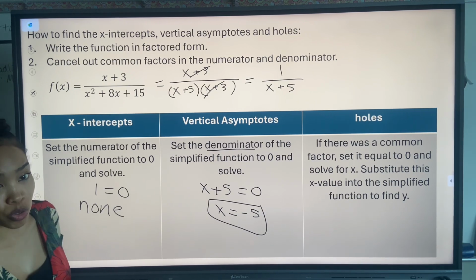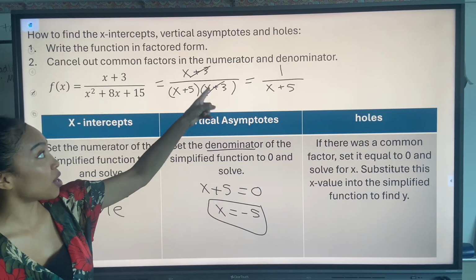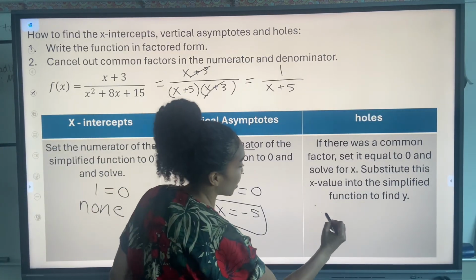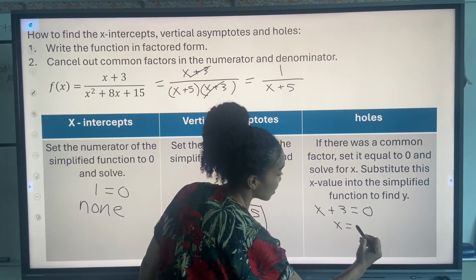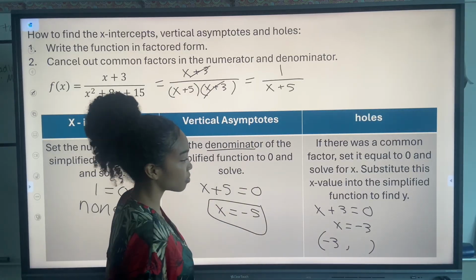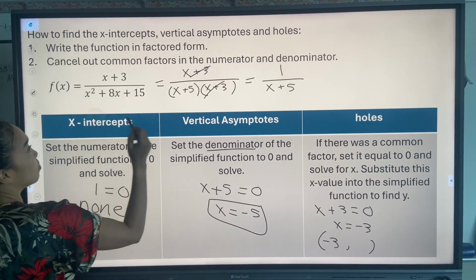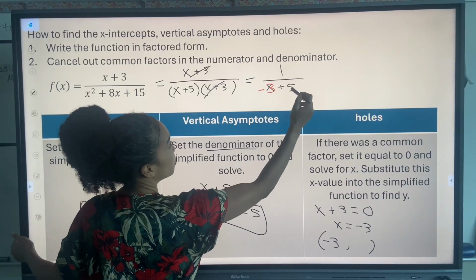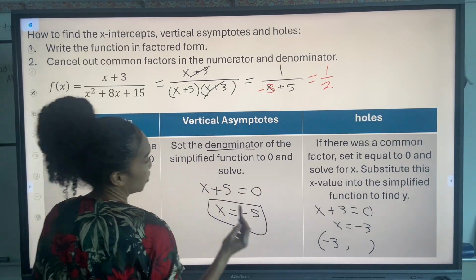Do we have holes? Yes? How do you know we have a hole? Yep, we have common factors that we canceled out. So whatever you canceled out, you set it equal to 0 and you solve. So you get x is -3. That's the x value of the hole. And if you plug in a -3, you get 1 over 2. So that is the y value of your hole.